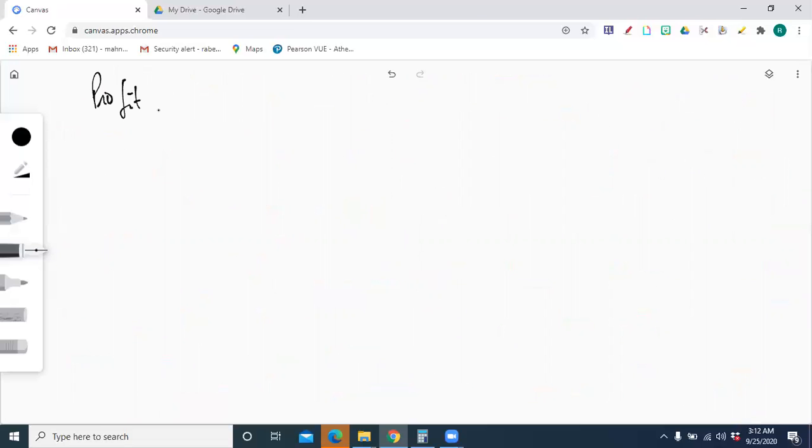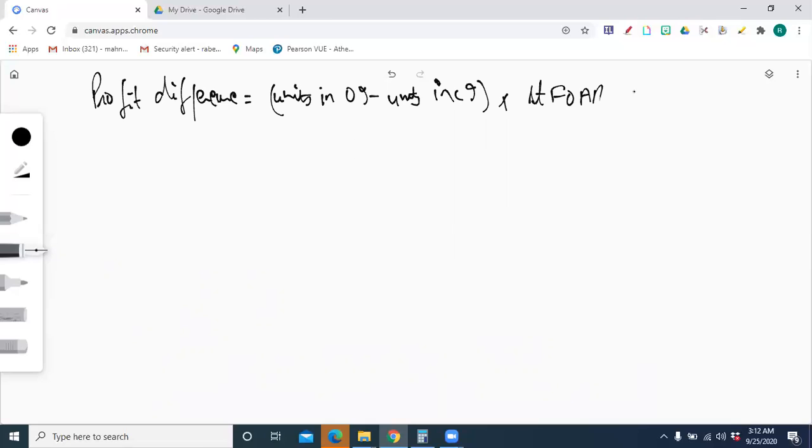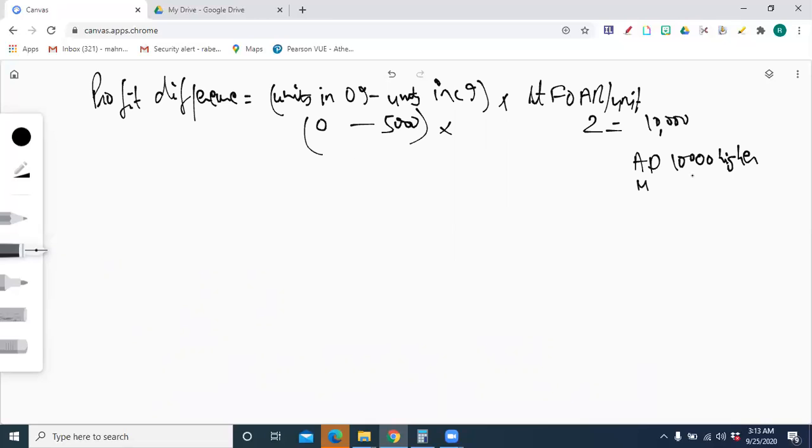I'm just going to write the formula for profit difference. Units in opening inventory minus units in closing inventory, into the standard fixed overhead absorption rate per unit. As per my previous example, the fixed overhead absorption rate was 2. There were no units in the opening inventory and the units in the closing inventory were 5,000, into 2. What was the profit difference? It was 10,000. Absorption profit would be 10,000 higher and marginal profit would be 10,000 lower.